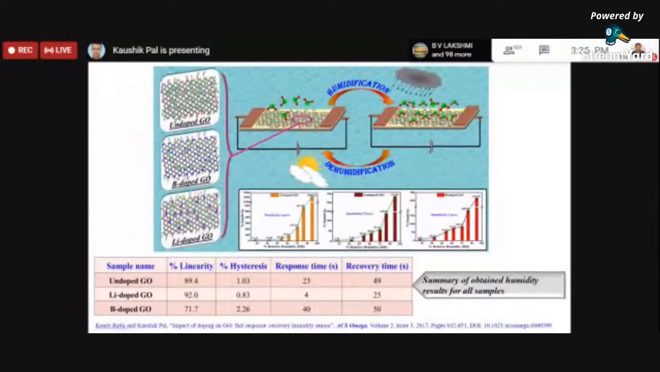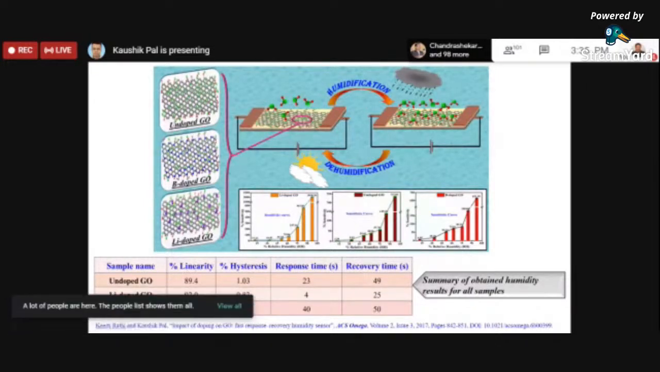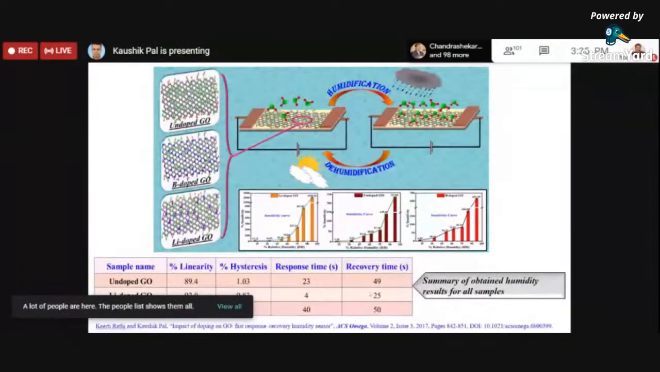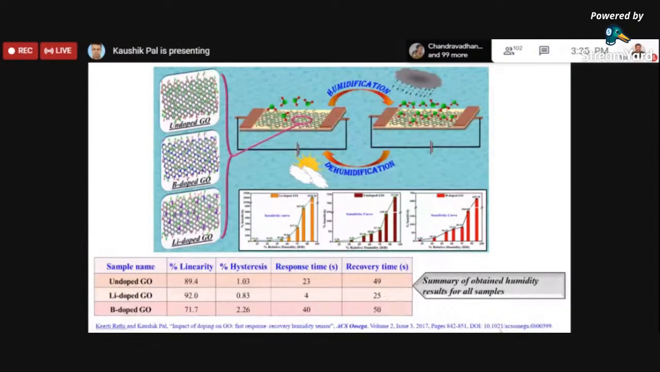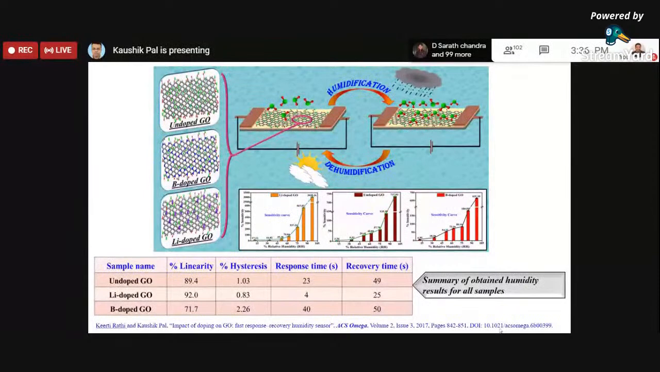We compared undoped graphene oxide, boron doped graphene oxide, and lithium doped graphene oxide. We got very good properties for the lithium doped graphene oxide. The percentage linearity is 92%, percentage hysteresis is 0.83%, response time is 4 seconds, and the recovery time is 25 seconds. That means how fast the sensor responds, how fast it reaches that particular position and shows the exact result. And recovery time means, after reaching 95% sensing, how fast it comes back to its original point.